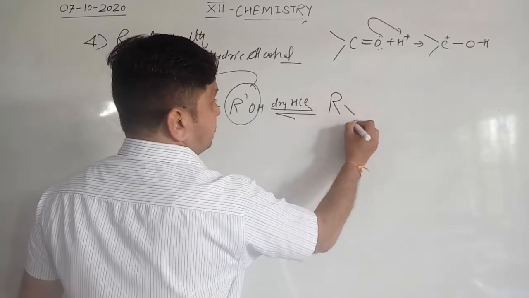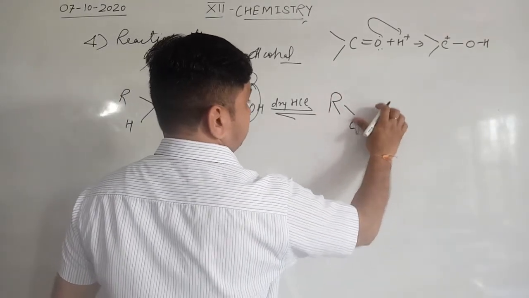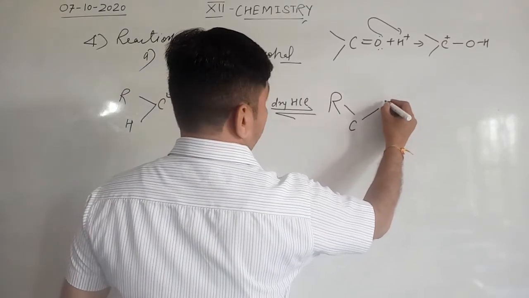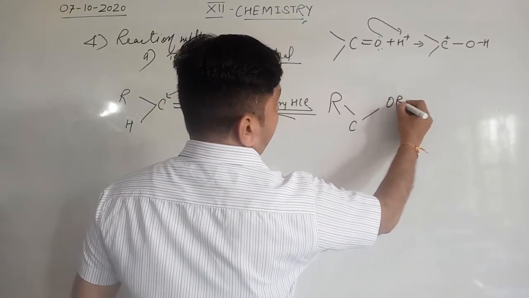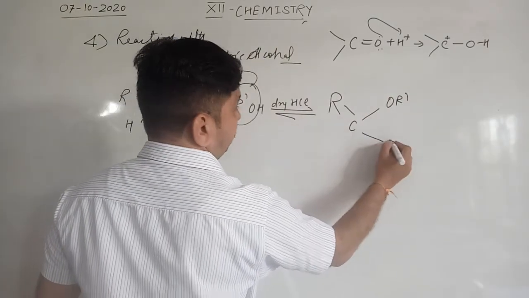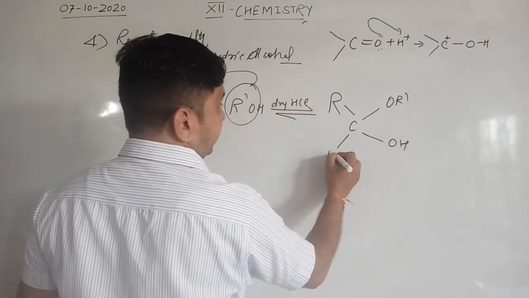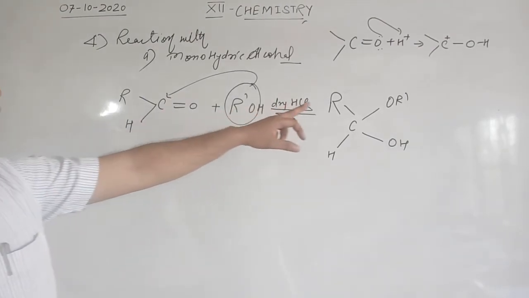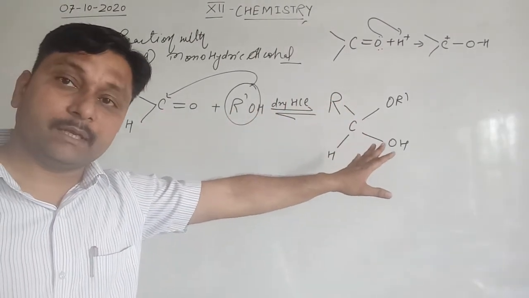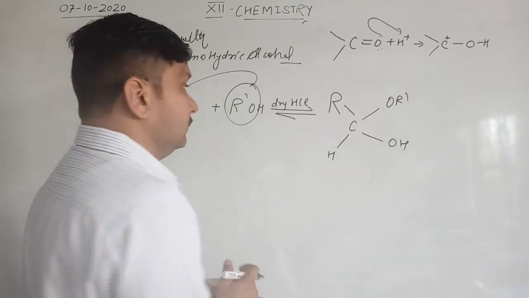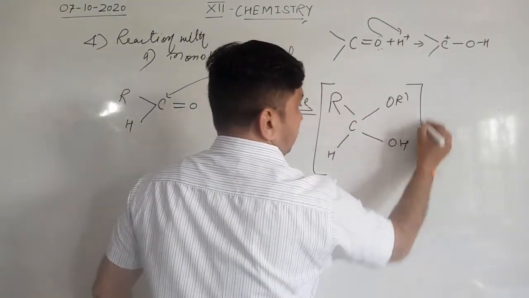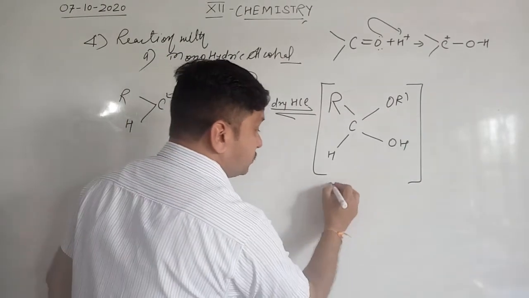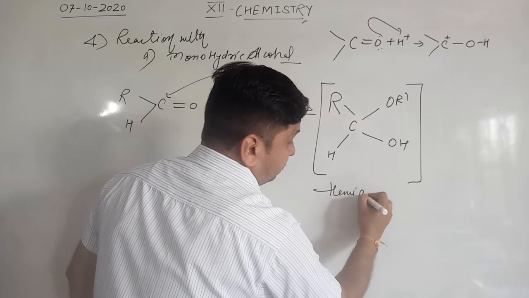So R C, O R dash, OH and H. Clear? So on this carbon atom, the RO group, an alkoxy group, will be attached. A single alkoxy group represents an unstable compound, and this is known as hemiacetal. This compound is known as hemiacetal.